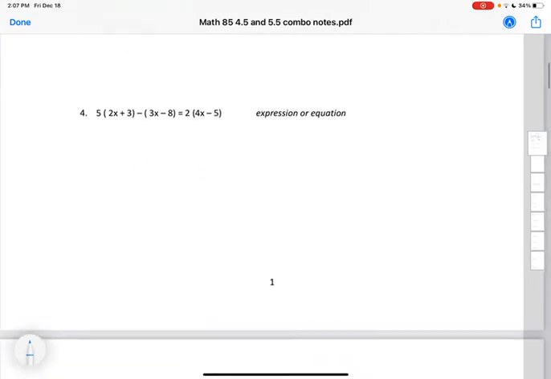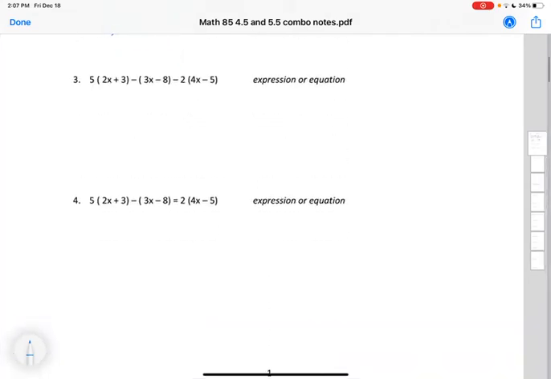How about you try these two? First figure out is it an expression or an equation, and then go ahead and simplify or solve. Let me go ahead and write the answers so that you can pause the screen. I kind of like it when we do that. Number 3 is going to end up being negative x plus 33. And number 4 ends up being x equals 33.